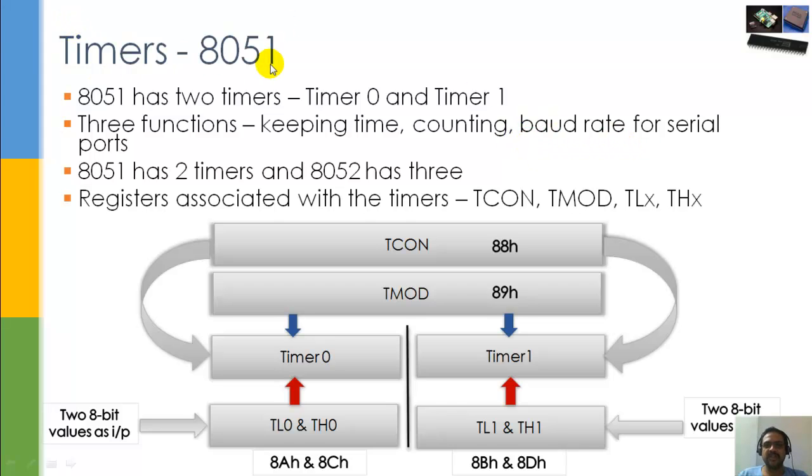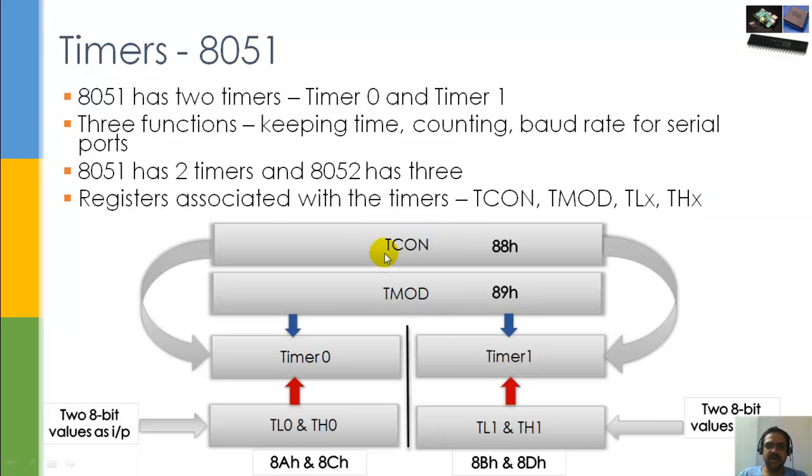So timer performs all the three functions: keeping time, counting, and baud rate. I already told you 8051 has two timers, 8052 has three. Now the registers associated with timers are TCON, TMOD, TL, TH. I already told you TCON is for controlling the timer. TMOD is the register through which we program which mode the timer will operate in. TL and TH are associated with the timer 0 and timer 1 respectively.